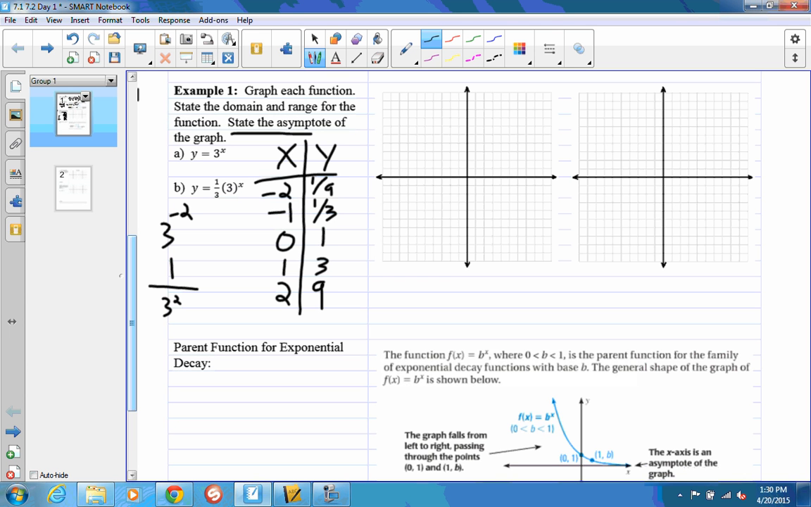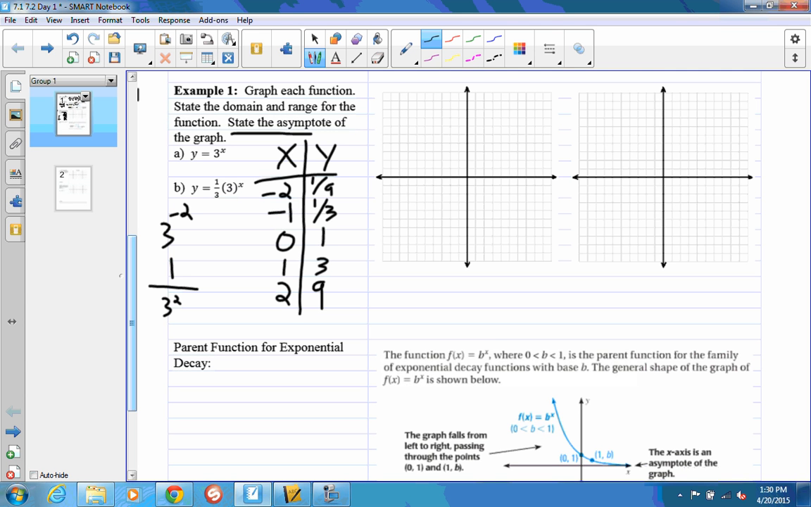If I wanted to do one more, let's say 3 to the negative third power, that'd be 1 over 3 cubed, which would be 1 over 27, which is a very small number, but not 0. So I would keep getting smaller.